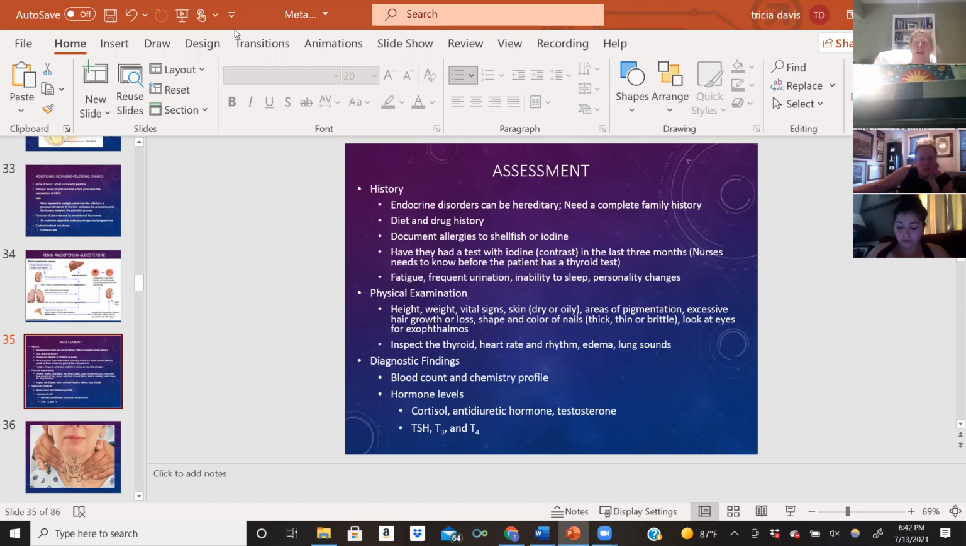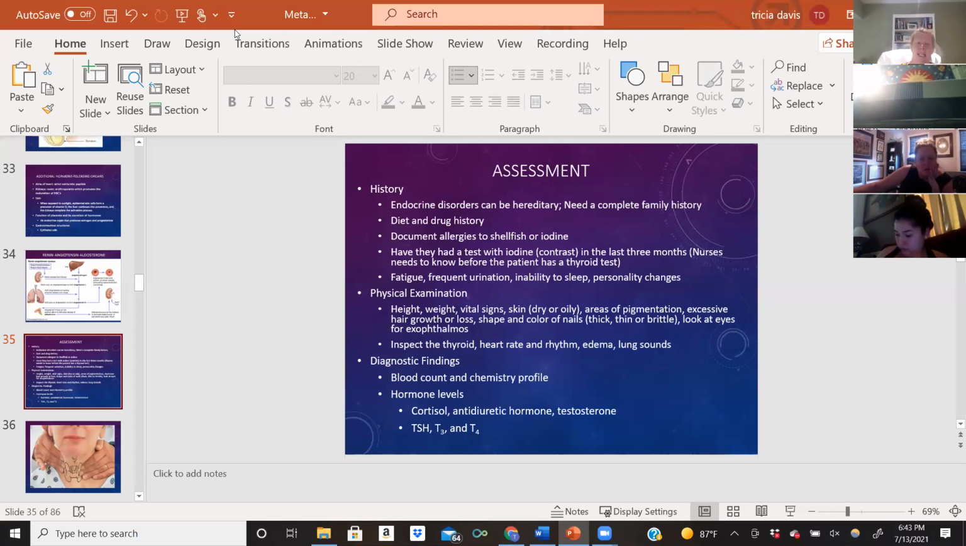We want to look at their fingernails. We want to examine them to see if they're particularly thick, if they're thin, do they appear brittle? And then we want to look at their eyes. We're looking particularly for something called exophthalmos. I'm going to show you a picture of that a couple slides down. That's where your eyes get very big and they're almost like bulging.